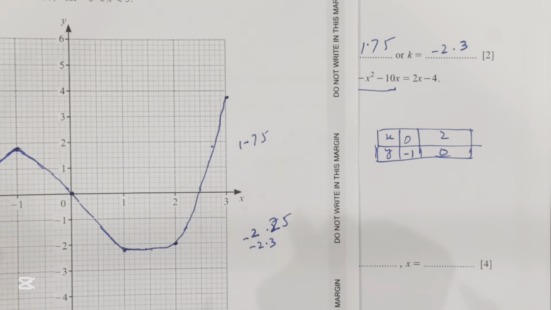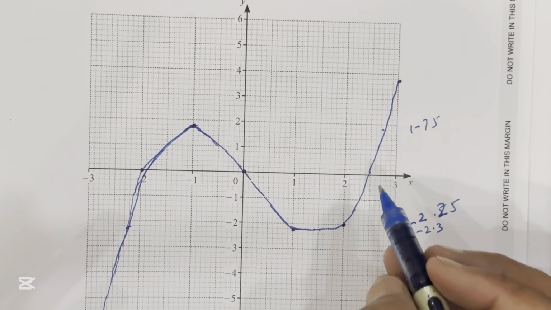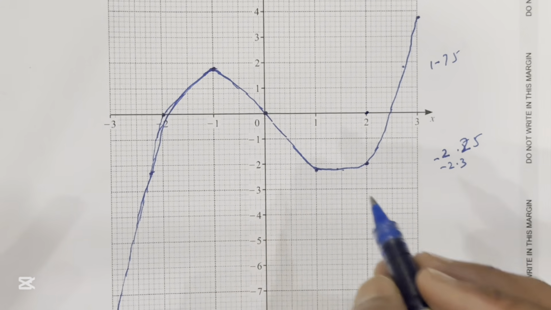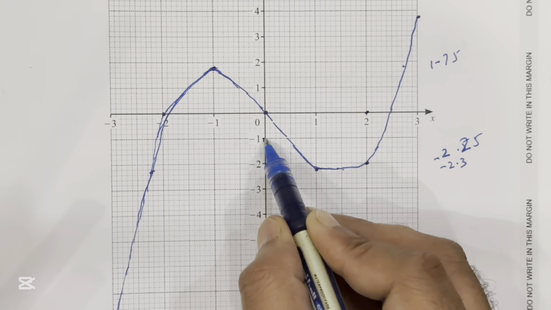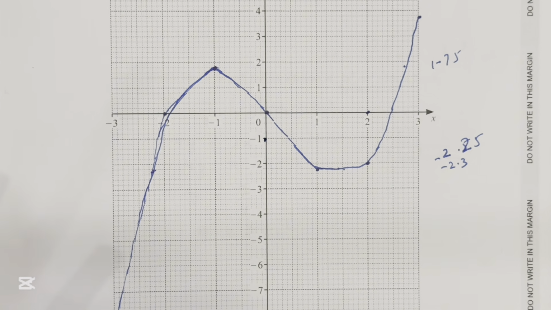So one point is 2 and 0, and 2 and 0 would be over here. Another point is 0 at minus 1. So 0 at minus 1 would be here. Now you can join these points.